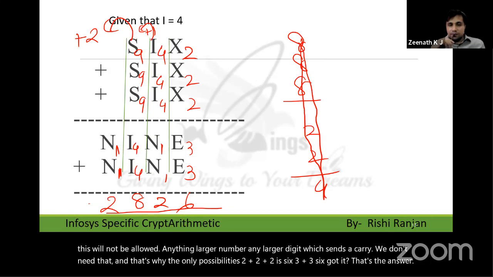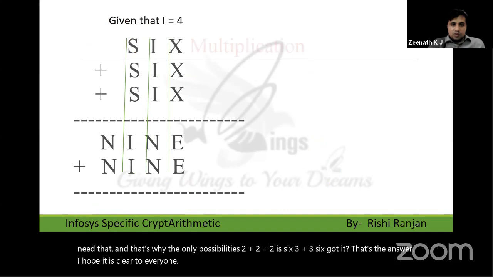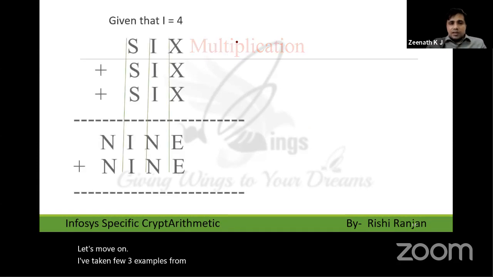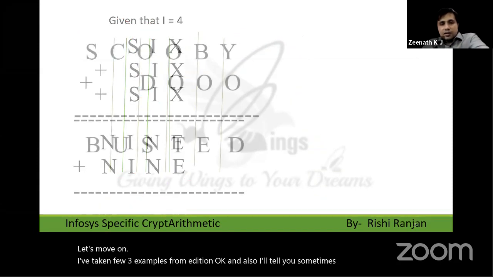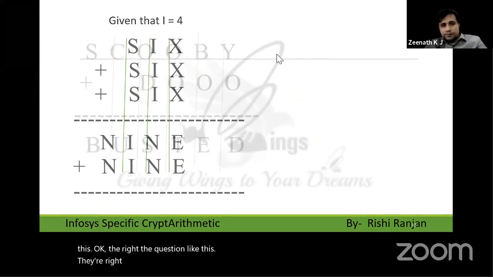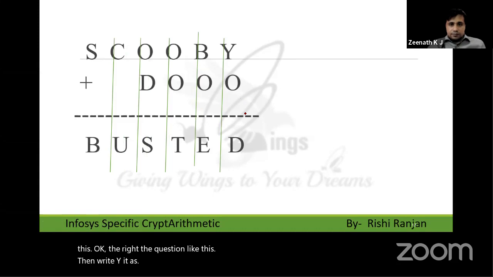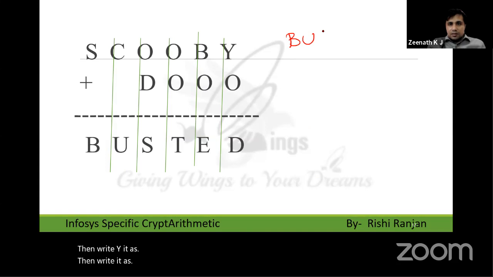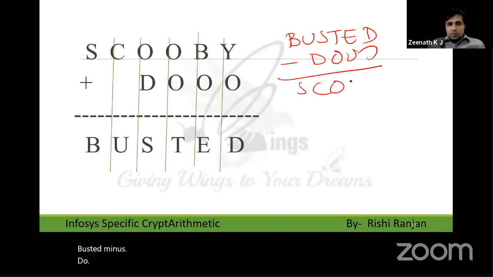I hope it is clear to everyone. Let's move on. Now, I have taken three examples from addition, okay? And also I'll tell you, sometimes they'll write the question like this. They'll write it as BUSTED minus DO is equal to SCOOBY. They'll write it like this.